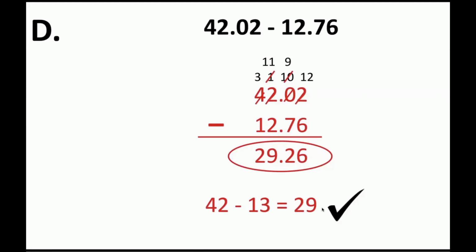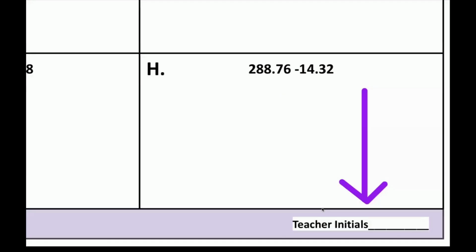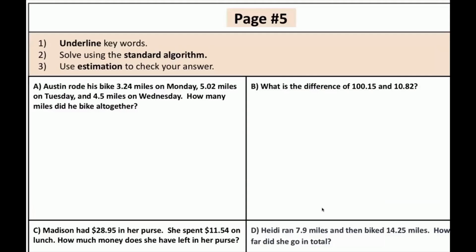Complete the rest of page 4. Then check in with your teacher to get feedback. Come back to the video when you're ready for page 5. On page 5, you're going to underline keywords in each problem, solve using the standard algorithm, and then use estimation to check your answer. To make sure you're on the right track, complete only problems A and B, pause the video, then come back to the video to check your work.